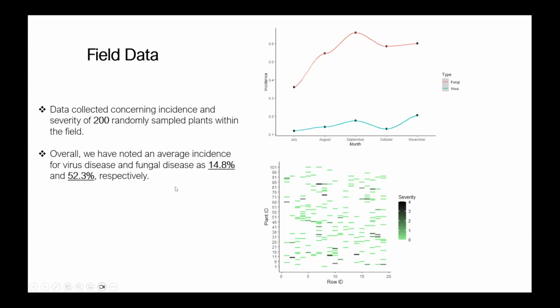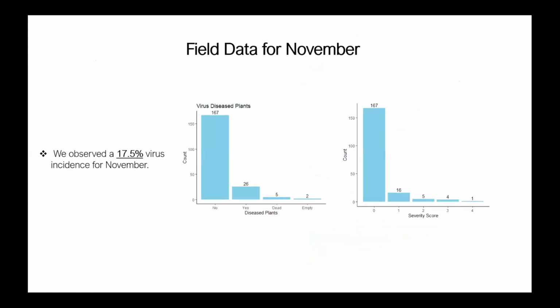To briefly summarize, we've noted an average incidence from month to month. For the virus disease, it's 14.8%, and for fungal disease, 52.3%. So we're seeing a lot of fungal leaf spot, particularly in this Oklahoma research field. Just to show a little more of the data, for November we observed 17% incidence. You can see the plots showing virus-like symptoms as well as the severity scores associated with those plants.